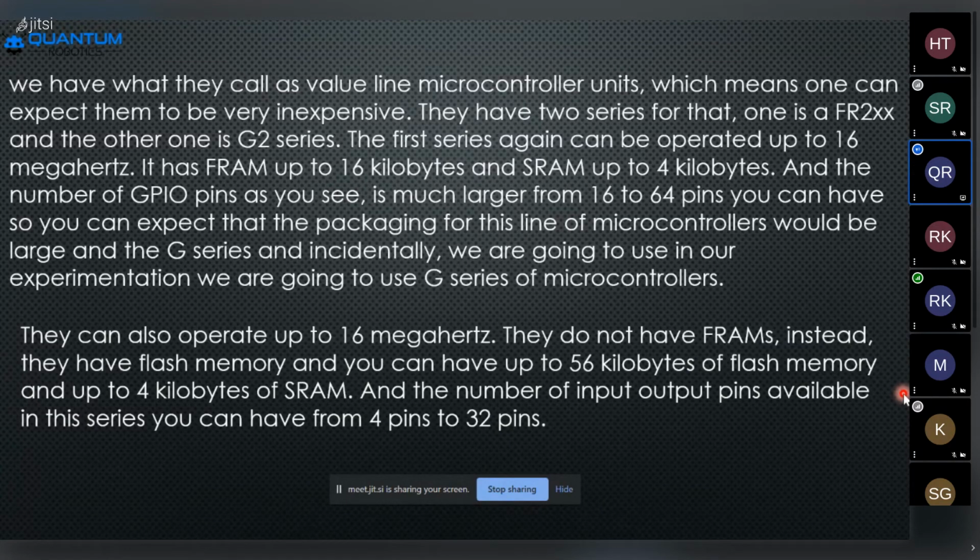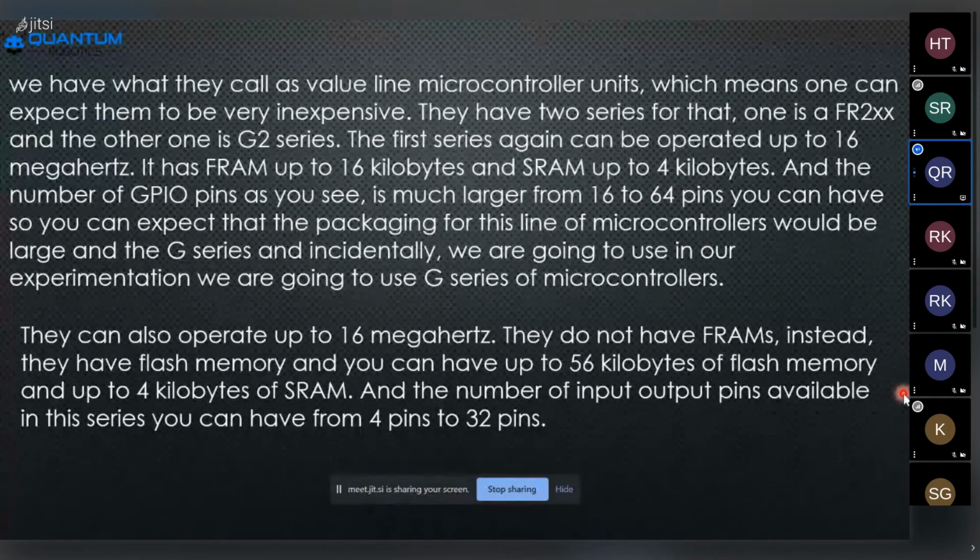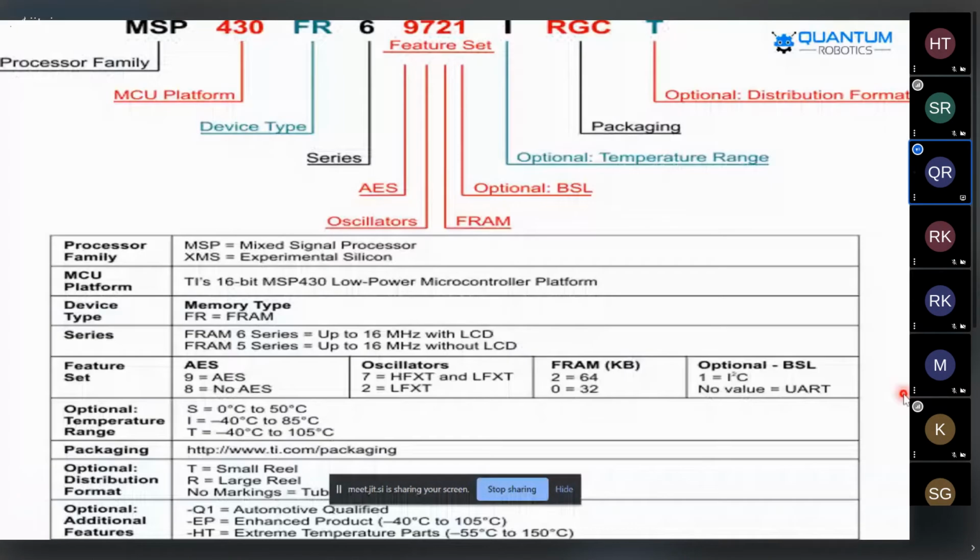kilobyte of SRAM. And the number of input output pins available in this series, you can have from 4 pins to 32 pins. Now you will be getting 4 pins to 32 pins with the 56 kilobyte of flash memory. 32 pins is the maximum, and 4 pins is the minimum, for the particular device.